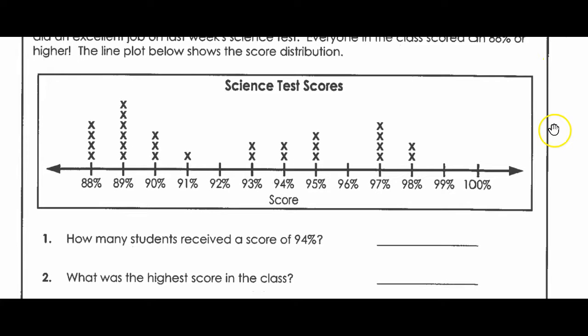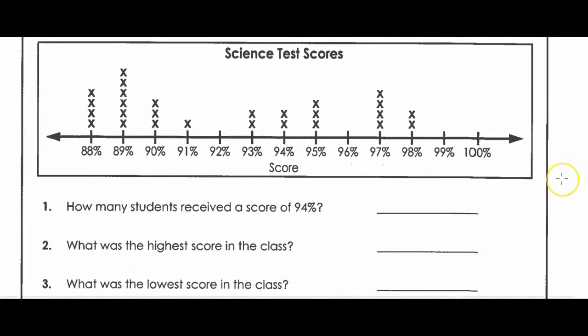Here's a plot line that we did before. So you're going to use the plot line to answer the questions. It says, how many students received a score of 94? Well, here's 94. Okay. How many X's are there above? 2. Okay. What was the highest score in the class? Okay. Well, here's the highest score in the class. There's no more X's here. So what was the highest? 98%. So again, use the number line to answer the rest of the questions.